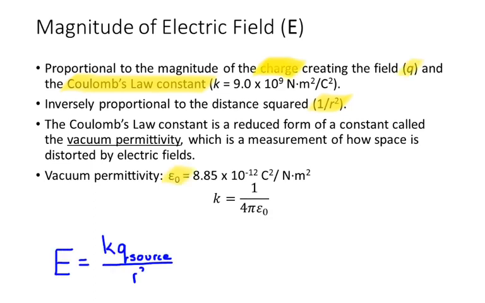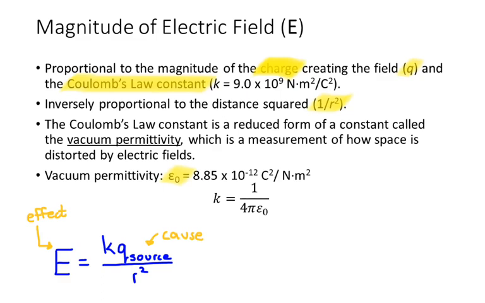And so we can write an equation that looks something like that, where instead of a G we write a K, instead of an M we write a Q, still over r squared. That gives us the electric field. Similarly, the charge is the cause, the electric field is the effect.